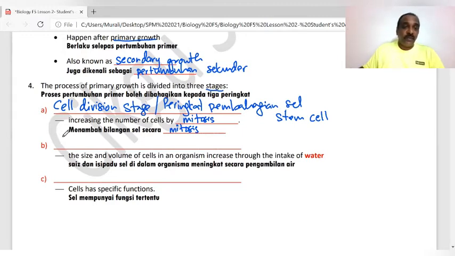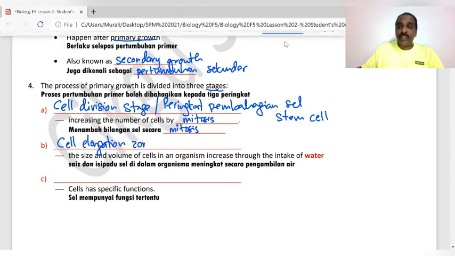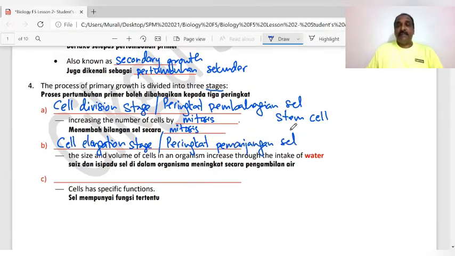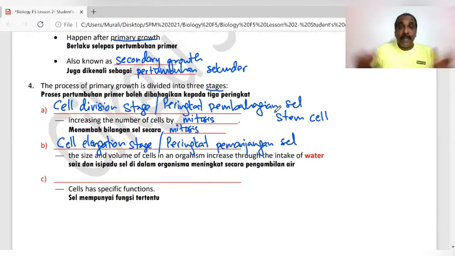Okay, second zone, we call it as cell elongation zone ataupun stage. So dia boleh gunakan perkataan zone ataupun stage boleh. Atau peringkat pemanjangan sel. Cell will elongate. So how? By absorbing more water. Because during this time, there's only one thing has happened, the cell wall is only primary cell wall.